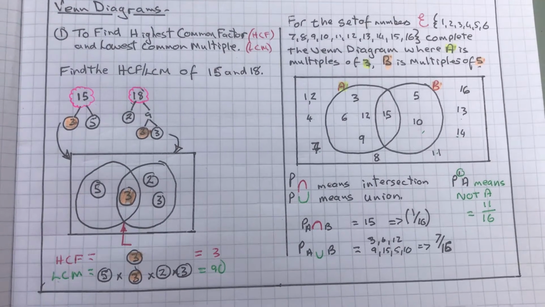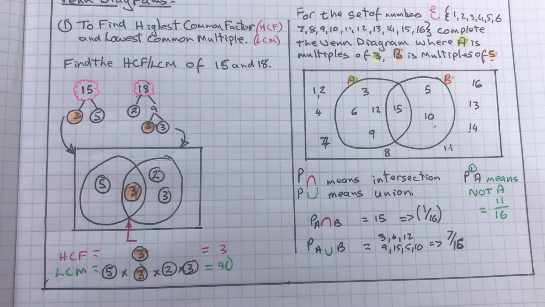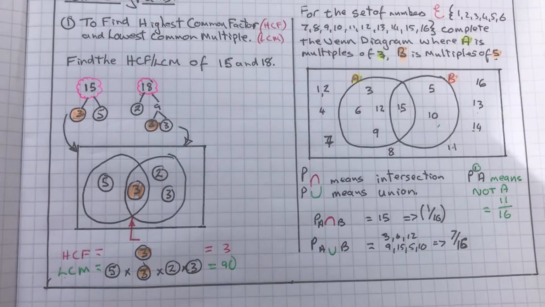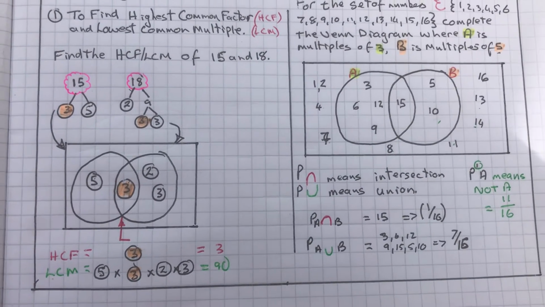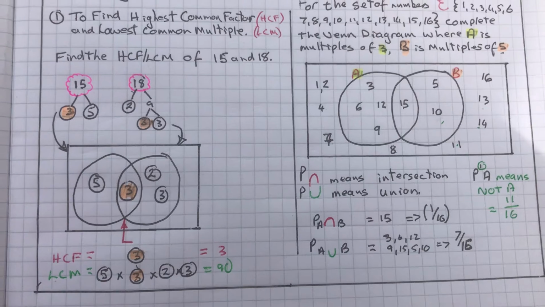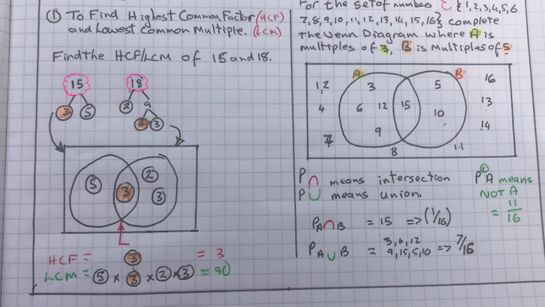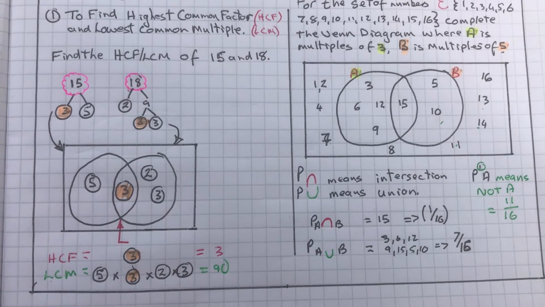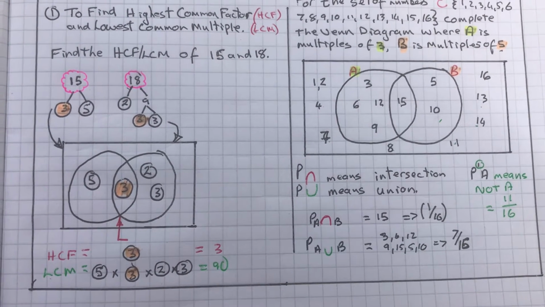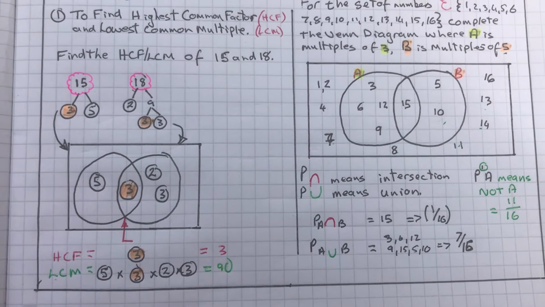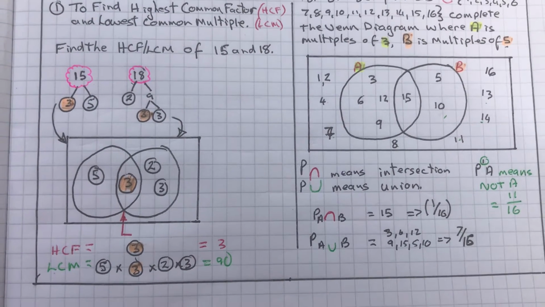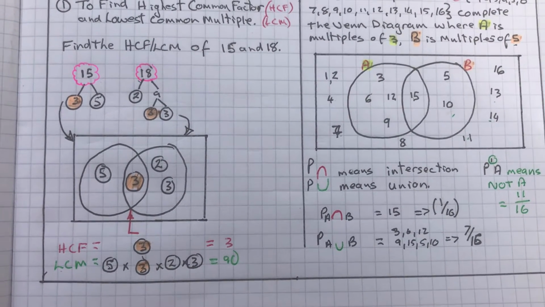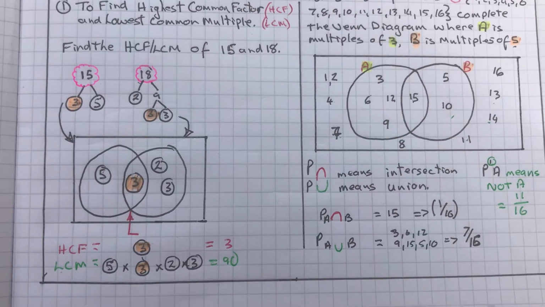Well, if we do little factor trees, we find that 15 is 3 times 5 and 18 is 2 times 3 times 3. They share a pair of 3's. I've shaded that in orange. I'll put that one in the middle, only once. So on the left, 15 is 5 times 3, 18 is 2 times 3, and that 1 3 is shared. The highest common factor is the bit in the middle, the join, the intersection, and that is 3.